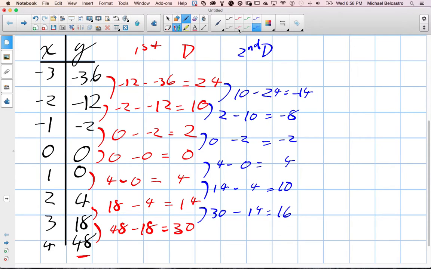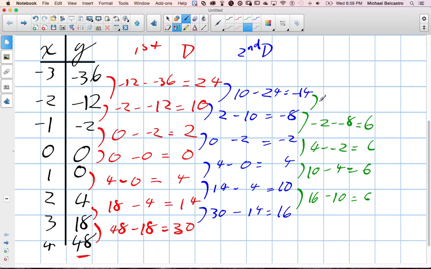I've got more colors here. What have I used? So do green. Okay. 16 subtract 10 gives us 6. 10 subtract 4 gives us 6. Here we go. 4 subtract negative 2 gives us 6. Negative 2 subtract negative 8 gives us 6. And negative 8 subtract negative 14 gives us 6. There we go. So our third differences check out, they're all the same.